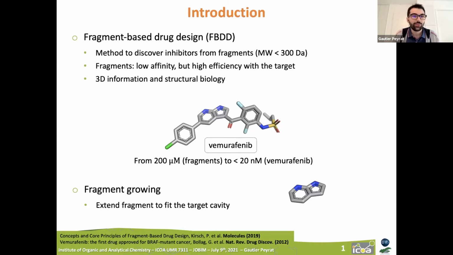And the method that I'm using is fragment growing. It is a way to extend one fragment to fit the target cavity by adding either several atoms or fragments.